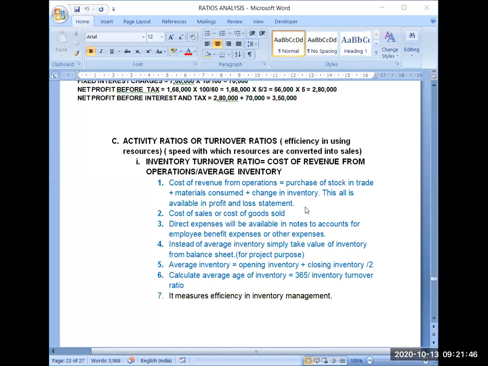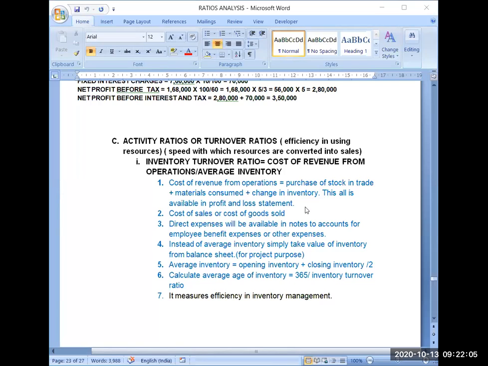Where will you get direct expenses? Direct expenses will be available in the notes to accounts for employee benefit expense or other expense. If you see the notes to accounts for these two expenses, you will be able to find some of the direct expenses there.